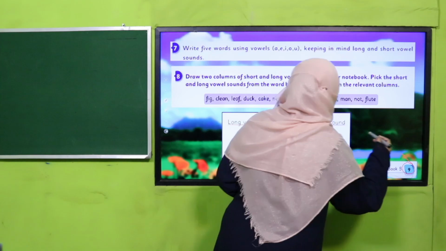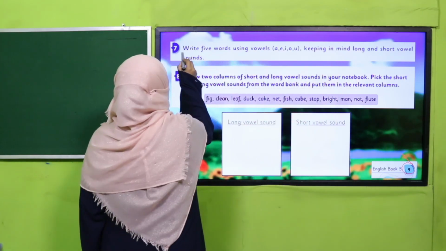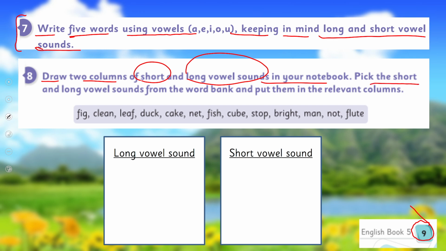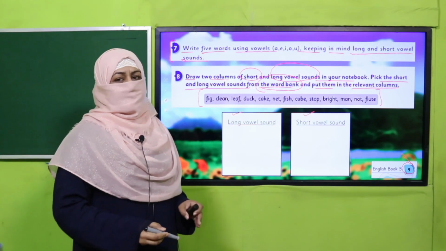All of you look at page number 9. First, question 7 is write 5 words using vowels, keeping in mind long and short vowel sounds. Okay, simple, you have to write 5 words. And question 8 is draw 2 columns, short and long vowel sounds. In your notebook, pick the short and long vowel sounds from the word bank and put them in the relevant column. Okay. Here is the word bank. You will pronounce the word. If it has long vowel sound, it will come here. For short vowel sound, it will come here. Draw 2 columns in your notebook and enjoy these 2 questions in your notebook.